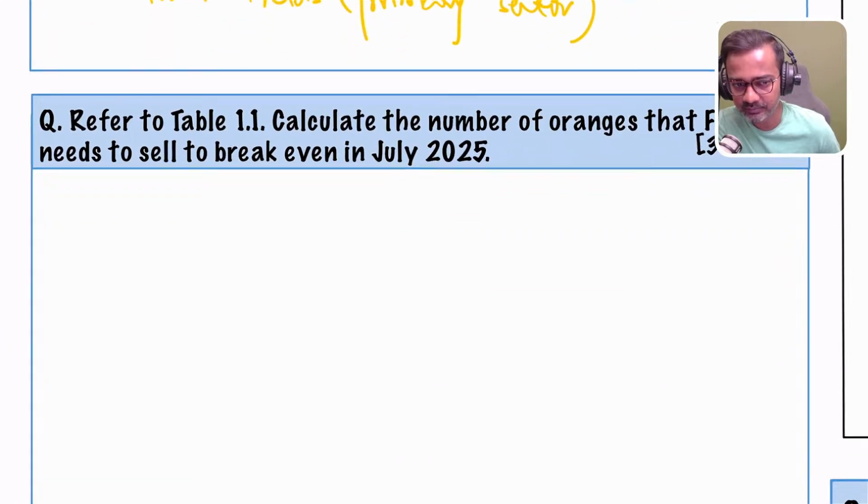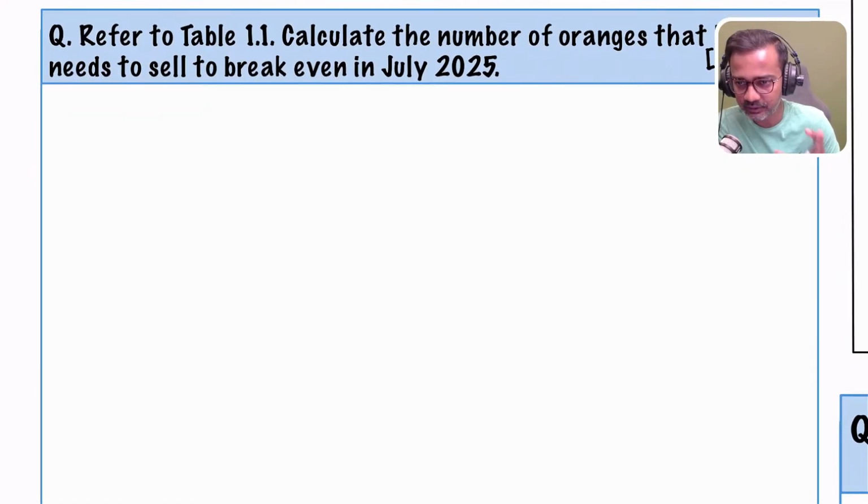But starting from part B, which is what we're looking at here, application is now firmly about the business in question. Everything is about Frank's farm, right? We need to be his best friends. And this one says, refer to table 1.1. And whenever it just stops there and doesn't mention any other information, that means you only need to look in the table, nothing beyond it. If it said table 1.1 and other information, then you know that there's information outside of the table that you might also need to look at. Okay. So calculate the number of oranges that Frank needs to sell to break even in July 2025.